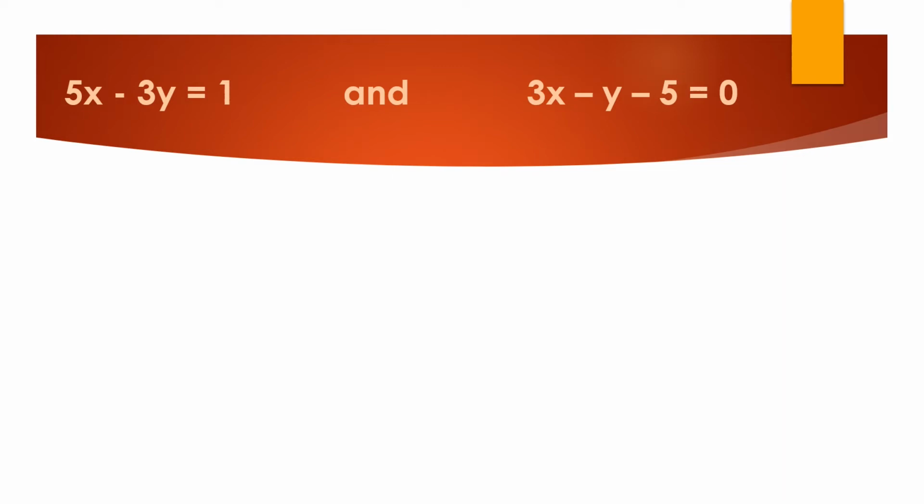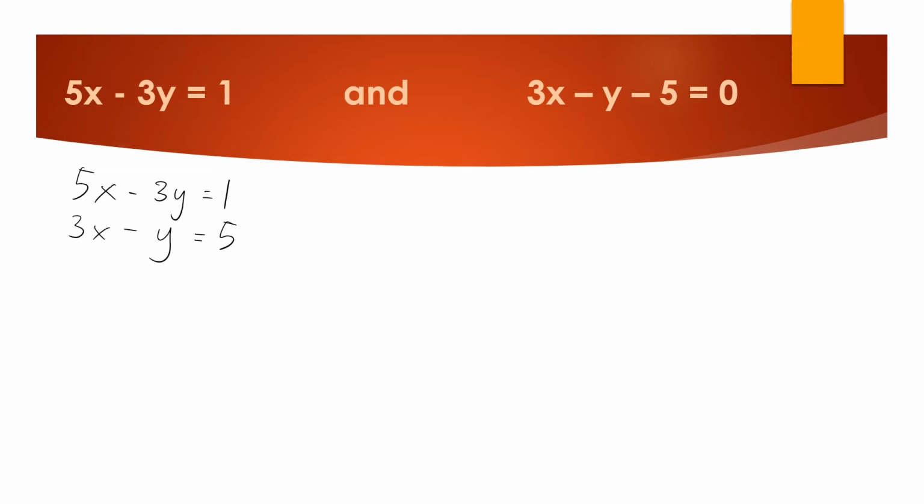Next question: 5x minus 3y equals 1, and 3x minus y equals... because minus 5 is on the left side, you have to move it to the right side. When it moves, the negative sign becomes positive. So how about this? We cannot just directly subtract or add the x or y to eliminate it. So you have to add one more step.